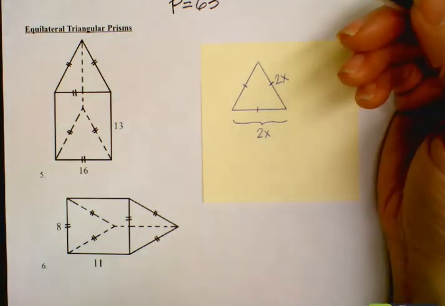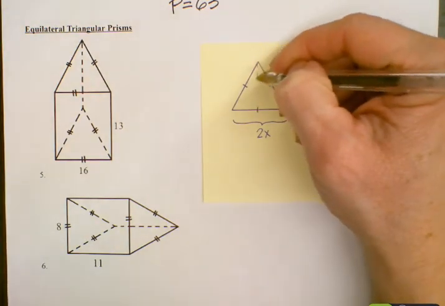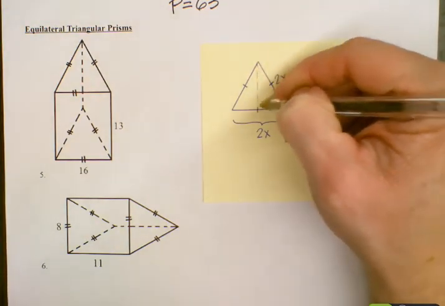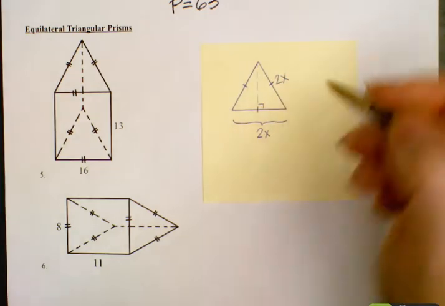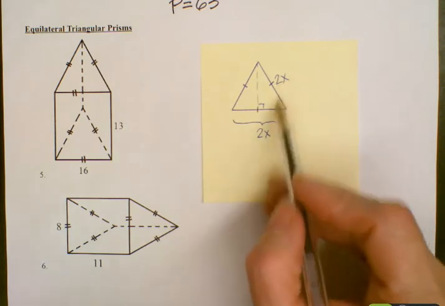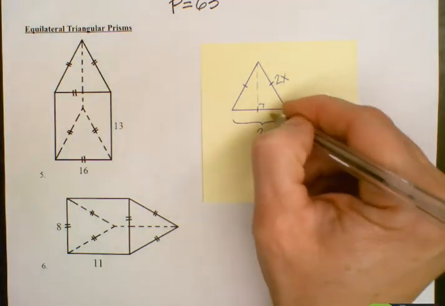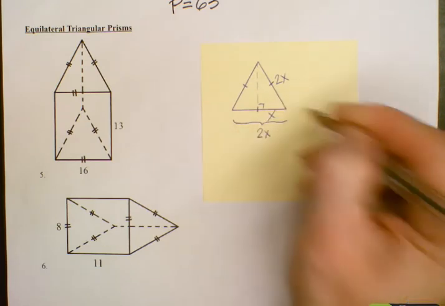Now, the height of the triangle would be required to find the area. So if I draw the height into this equilateral triangle, I know that it's going to divide this base segment, this bottom leg, into 2 congruent parts. And since the whole thing was 2x units long, that means each of these will be x units long.